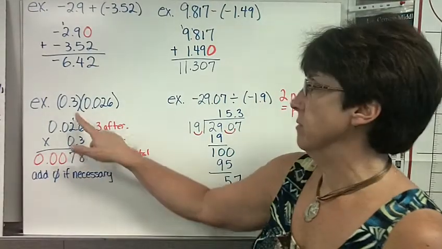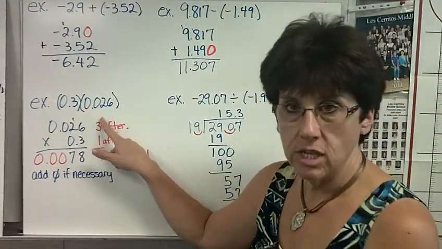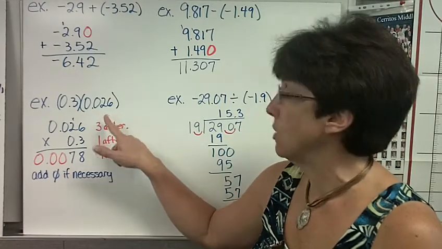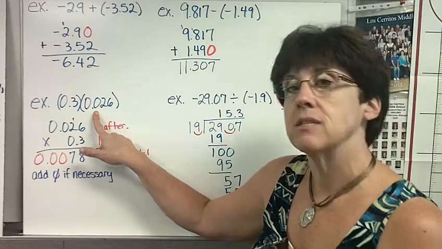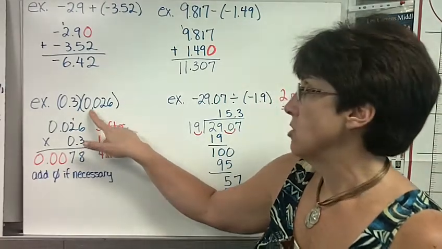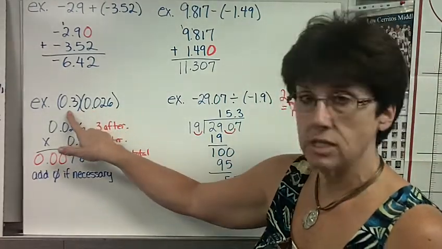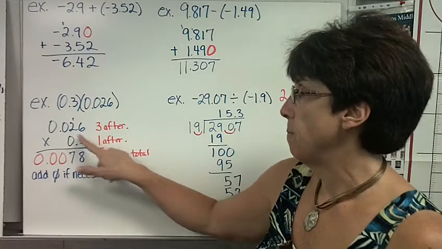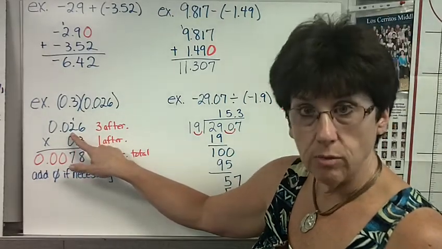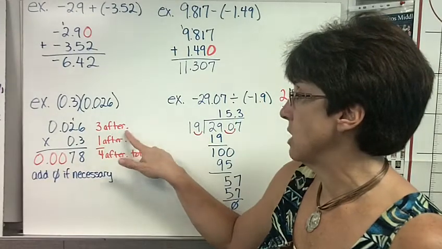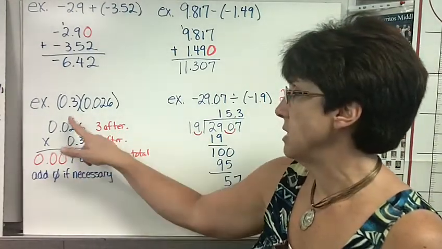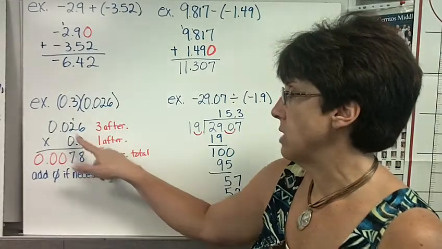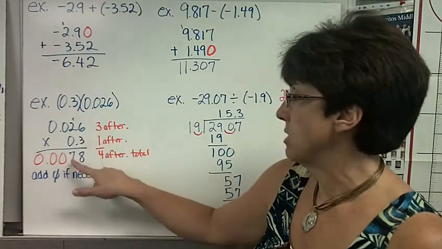Anyhow, I'm going to ignore that there are decimals in this, and I'm just going to line it up like I normally do, with the factor that has the most number of digits on top. So this has 3 digits after the decimal, this has 1, so I'm going to put it on top. Okay, count the number of digits after the decimal. Here's 3 after the decimal point, here's 1 after the decimal point. Let's do our math. 3 times 6, 18, carry the 1. 3 times 2, 6 plus 1, 7.